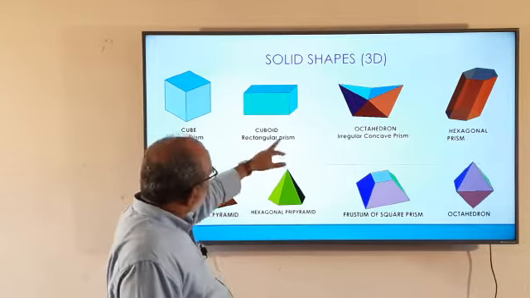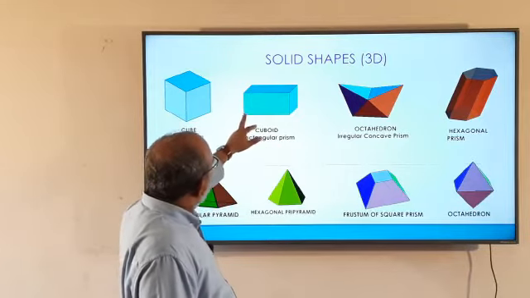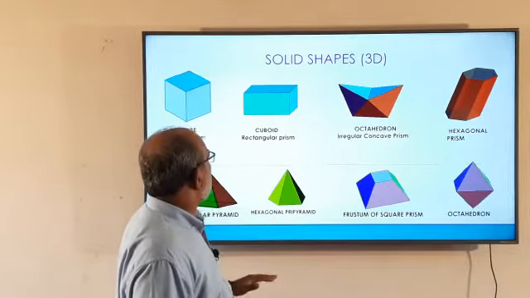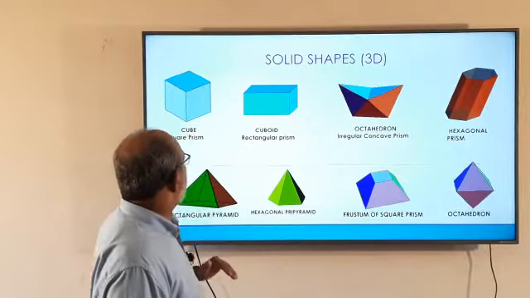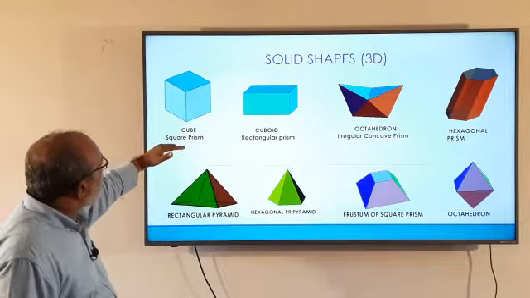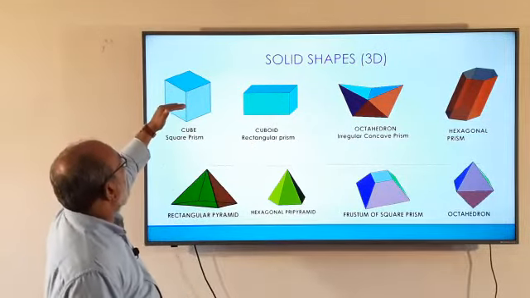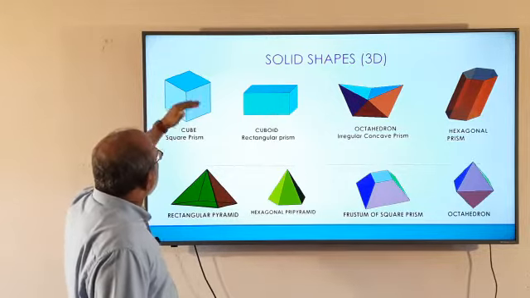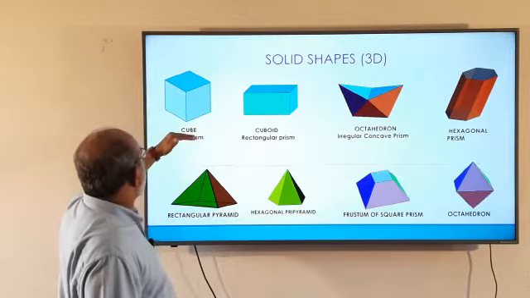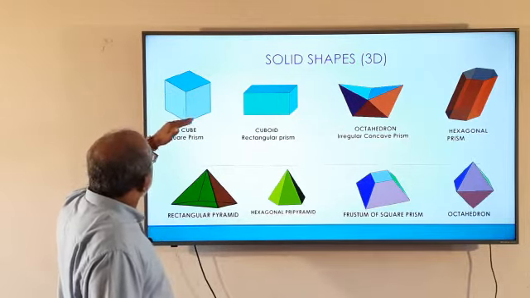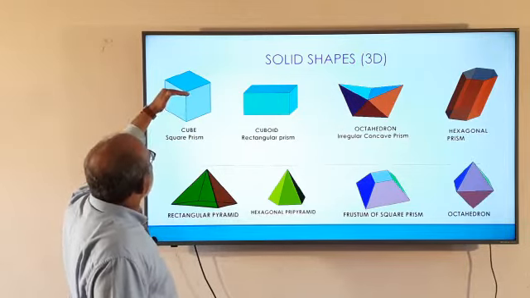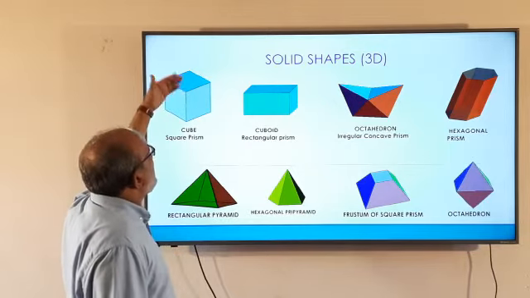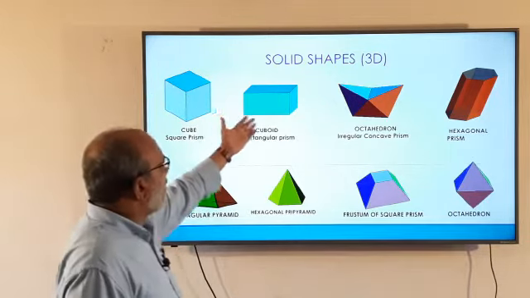Here is a rectangular prism. Why? Because the base is rectangular. That's why it's a rectangular prism. Here is a square prism, which can be a cube or a cuboid. The base is a square, but if the length, breadth and height are equal, then it is a cube. But if the length and breadth form a square but the height is different, then it will become a cuboid. So this is also a cuboid.